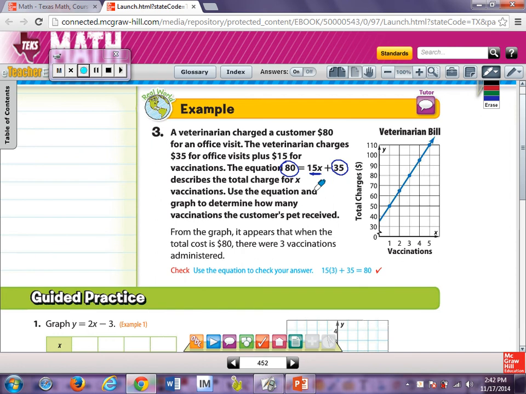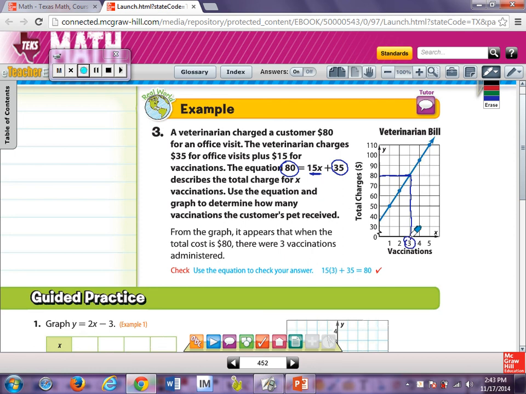And here's where you would want to do some backwards equation solving, or you could actually just graph it. And in this case, they already gave us the graph. So we have to say, okay, when does it equal $80? Right here. $80 is what we were charged. Well, then how many vaccinations is that equal to? So I'll come straight down, and bam, just from reading the graph, I could see here that there were 3 vaccinations given. And that's the easy way to do it with a graph.